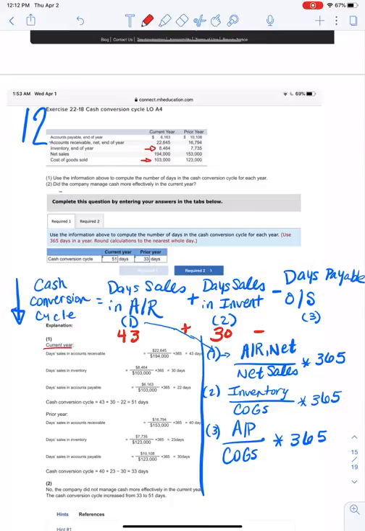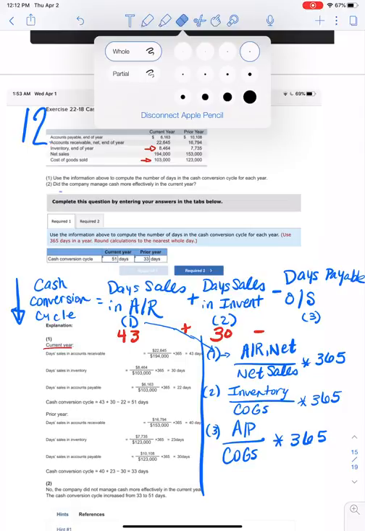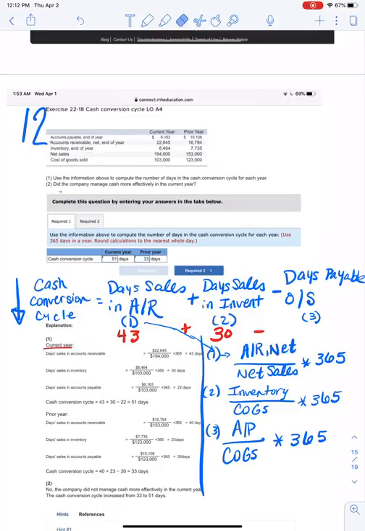So what we're going to do here is take my accounts payable balance of $6,163. I will divide that by my cost of goods sold of $103,000. And once again, I'll multiply this by 365. When I do that, I will get 22 days. Now, when I do 43 days plus 30 days, I get 73. Minus 22 gives me 51 days in my cash conversion cycle.